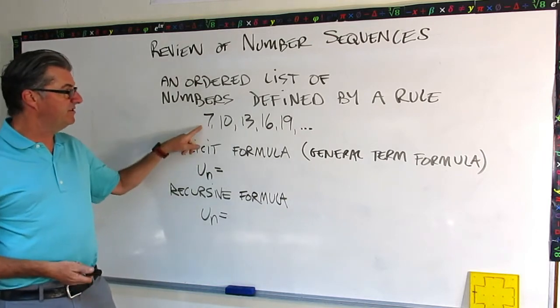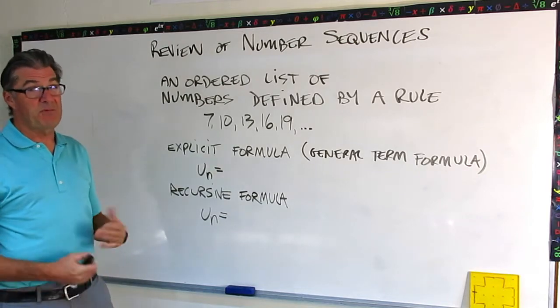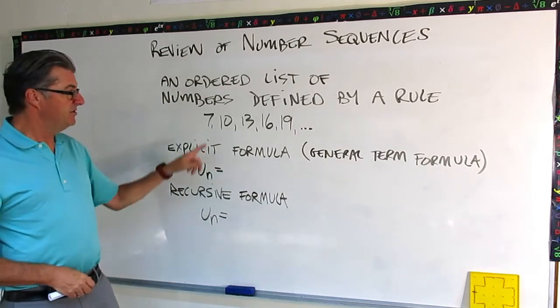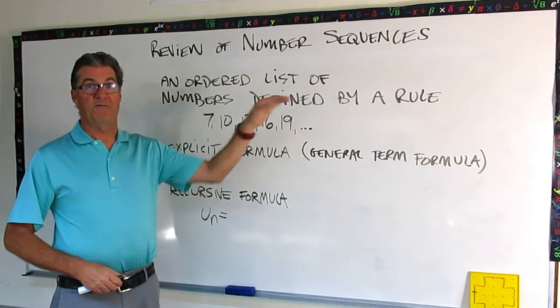Take a look at this sequence that I've put up here and think about, what is that rule? Well, if you came up with plus 3 every time, you're right. You just get the next term by adding 3 to the last term and so on. And you can go forever.